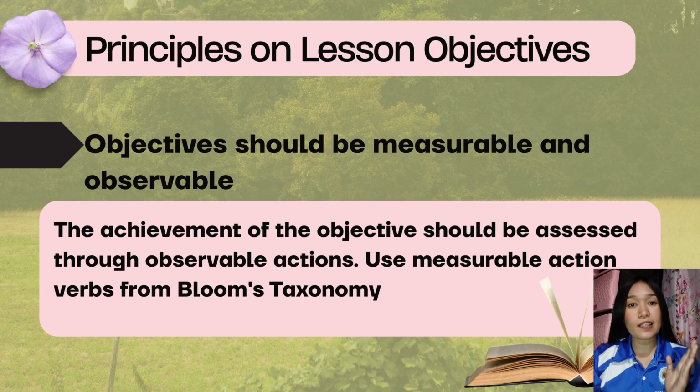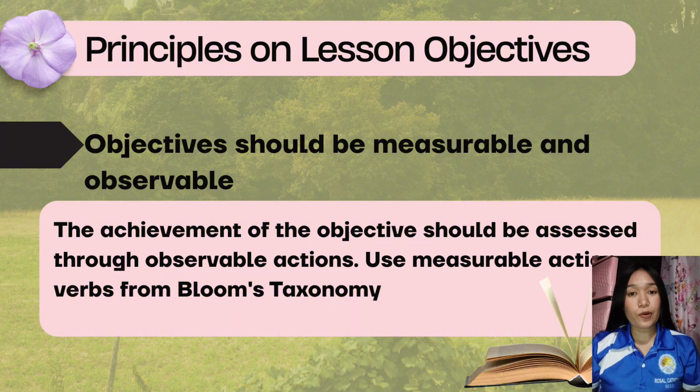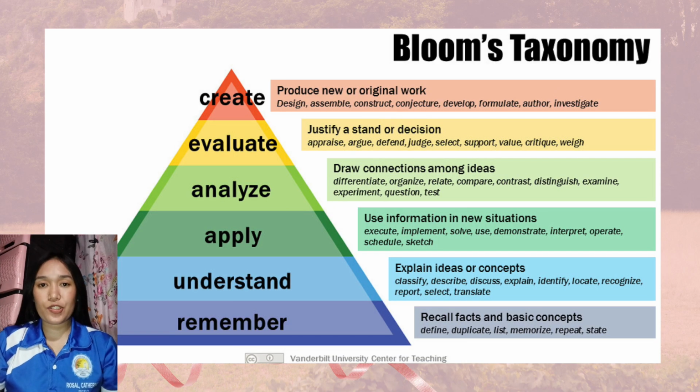So, for example, instead of saying students will understand the parts of a plant, we say students will identify and label the parts of a plant. The second objective is better because the teacher can easily observe and assess whether the students can correctly identify and label the parts. Therefore, a good objective should tell us exactly what learners will do and how their learning can be measured. This also makes it easier for teachers to prepare appropriate activities and assessments that are aligned with the objectives. To help us choose the right verbs, here's Bloom's taxonomy.